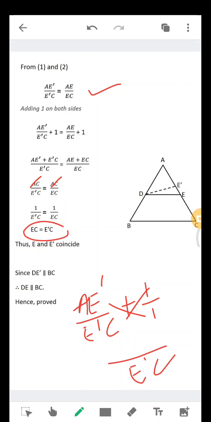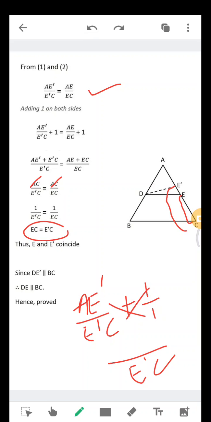Thus E and E' coincide. So do you think EC and E'C will be equal? Are they looking equal here? EC is shorter, whereas E'C is a bit longer than EC. So this is possible only when E and E' coincide. We supposed a line DE', that is nothing but DE itself. So E and E' are not different points, they are the same point, and this is possible only when E and E' coincide.